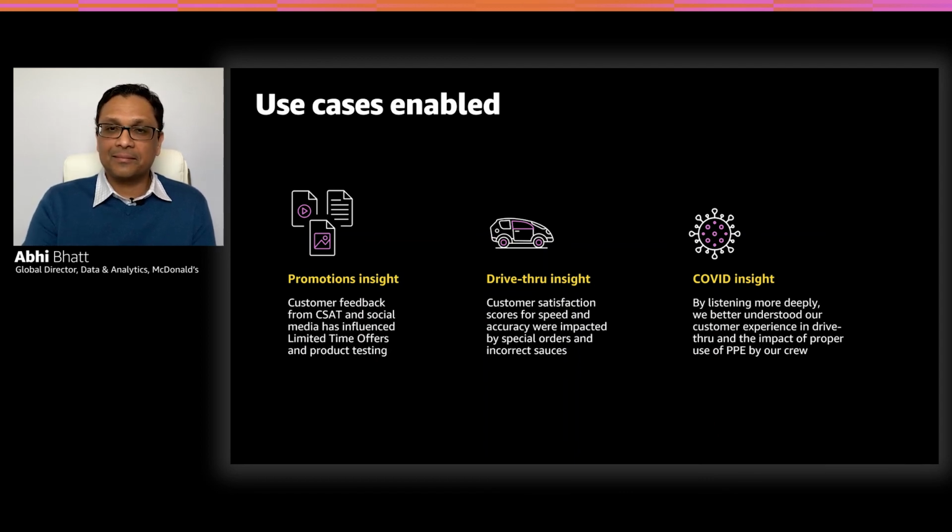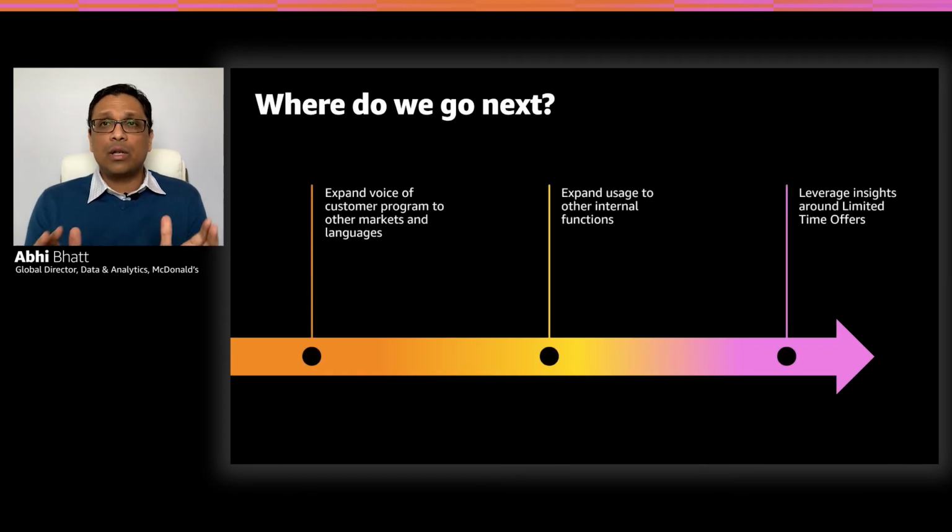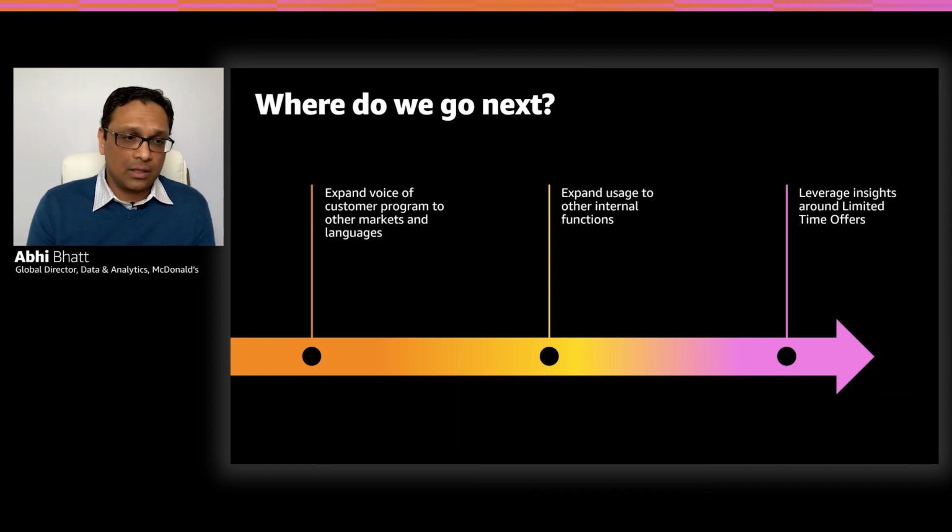So where do we go next? We have come a long way in our customer analytics or the text analytics journey, but there's more work to do. We want to expand to other markets. We want to include support for other languages, as McDonald's operates in many different countries where many different languages are spoken. We would also like to look at how we can expand text analytics solution to our internal functions, such as supply chain or restaurant operations.